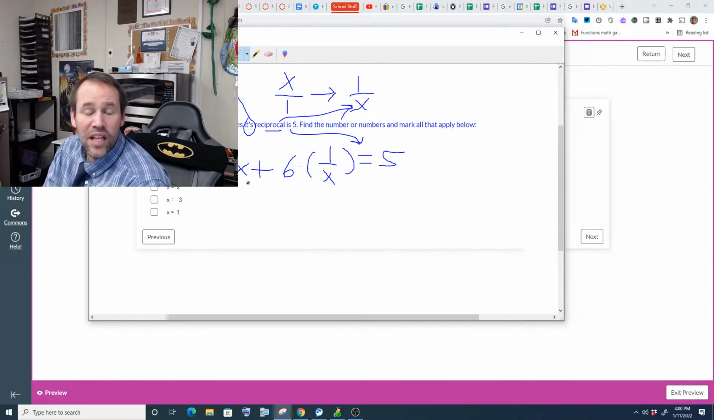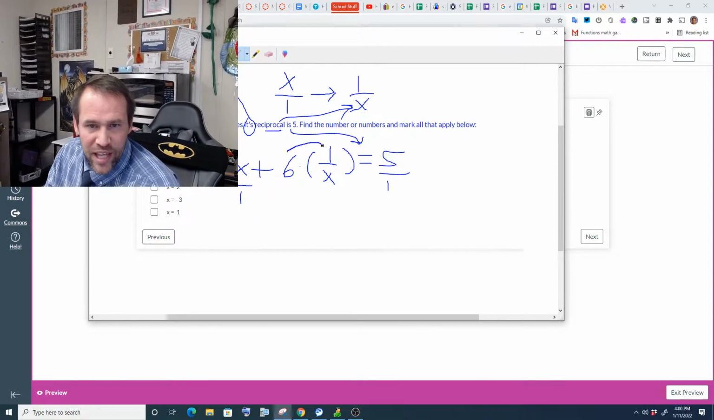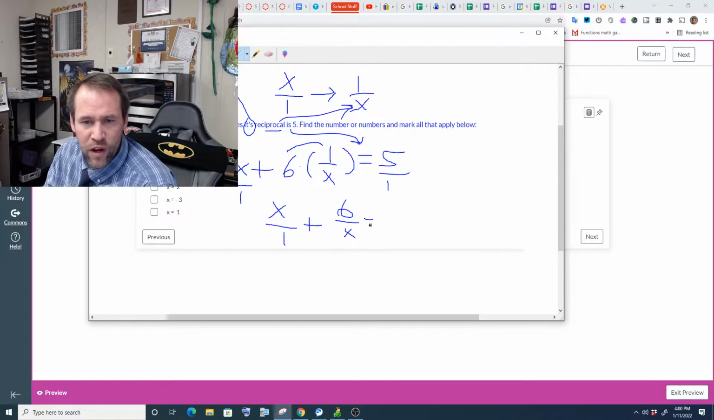Nice. So now any whole number can be written over 1. Same with x, written over 1. And we want to get a common denominator. So we're going to distribute the 6 through. So we get x over 1 plus 6 over x equals 5 over 1. And then we're going to get a common denominator of x.